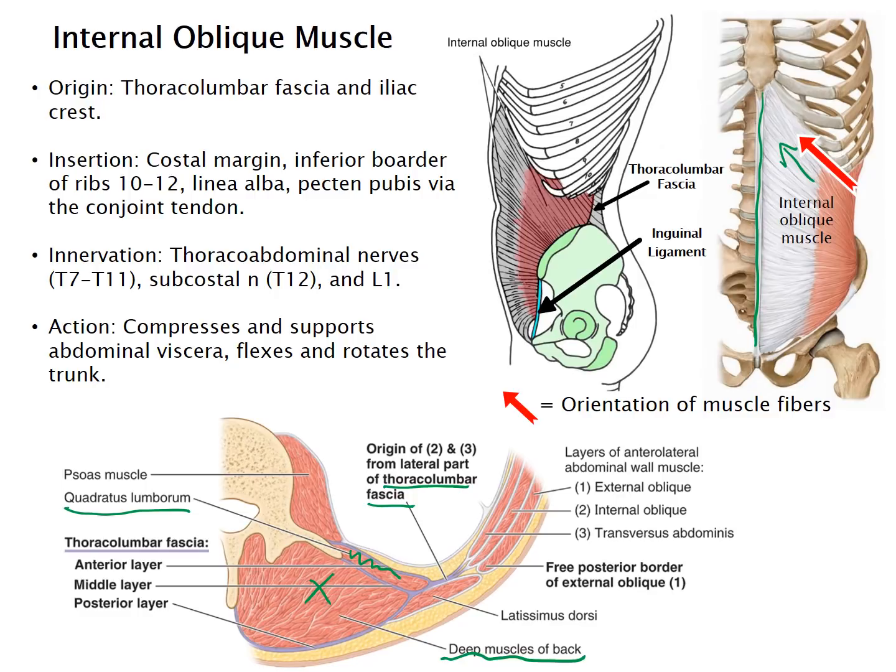Superiorly, the internal oblique muscle attaches to the lower border of the lower three ribs, and it attaches inferiorly to both the pecten pubis as well as the conjoint tendon. We'll see better examples of these structures later on. Working in concert with one another, both the external oblique and the internal oblique will help to compress abdominal viscera as well as flex and rotate the trunk. And all the trunk muscles are innervated by the thoracoabdominal nerves.